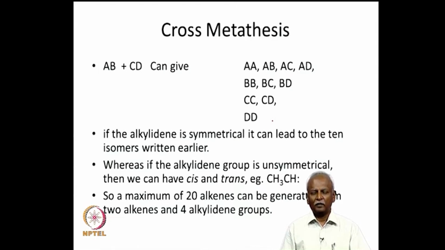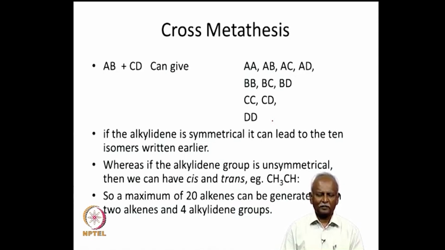So, if you have AA, AB, AC and AD, there are 4 different olefins that can be generated, starting with the alkylidene group, which is A, attached to the alkene, and then it is transferred to the metal, and then it can be transferred to any one of the other olefins. Similarly, you can write out the remaining number of olefins that can be generated with each one of these alkylidenes, and you will realize that there are 10 of them. So, 10 different alkenes can be generated. In the event that the alkylidene is symmetrical, you will have only 10.